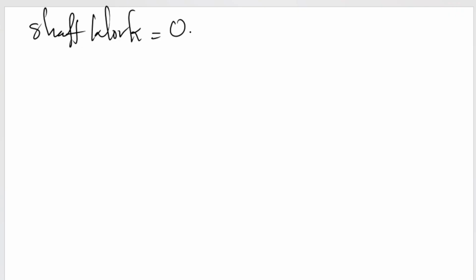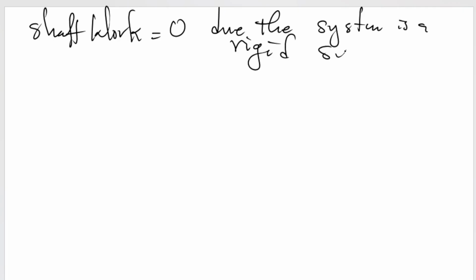For your shaft work, this will be 0, due to the fact that the system is a rigid system. Since the system is not having any rotating part, we are taking the shaft work to be equal to 0. Now let's go back to our given simplified table.